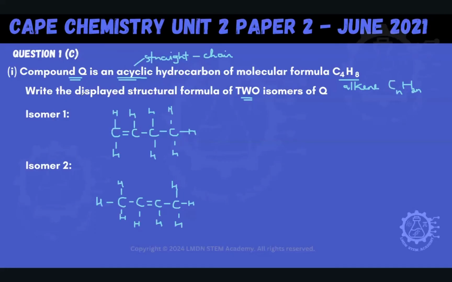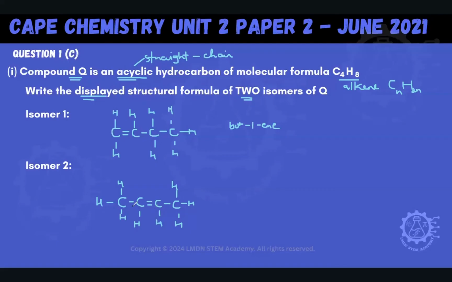When they say displayed, again, you want to show all the bonds and all the atoms that are present. And so that's what we've done. If we were naming it, let's just name it, just so we know what we've drawn. This one here is but1-ene. It's 4 carbons. It has a double bond on the first carbon. So that one is but1-ene.